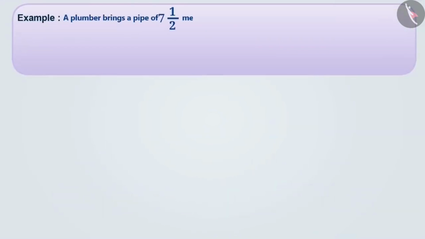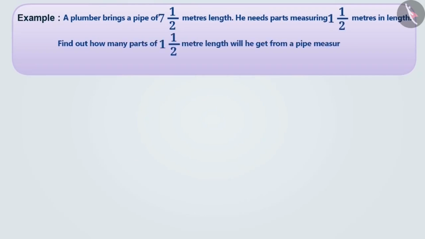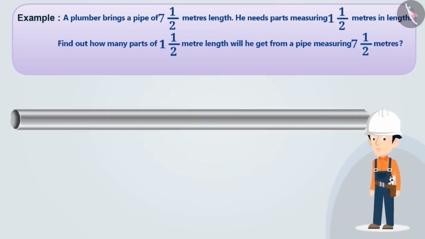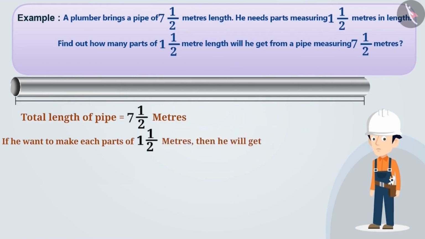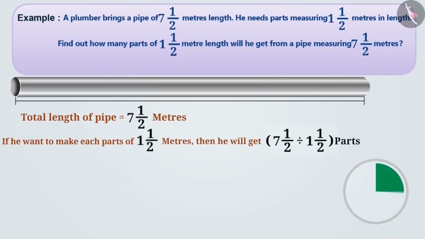Next example. A plumber brings a pipe of 7.5 meters in length. He needs pipe parts measuring 1.5 meters in length. Find out how many parts of 1.5 meter length will he get from a pipe of 7.5 meters. This example shows that the total length of the pipe bought by the plumber is 7.5 meters. If he wants to make parts measuring 1.5 meters from this pipe, then he will get 7.5 divided by 1.5 parts. Let us find the result of this. Can you tell us how this division can be solved? Think about it.